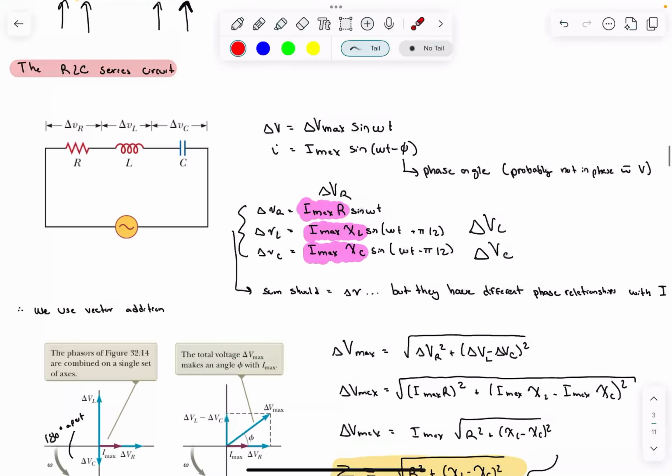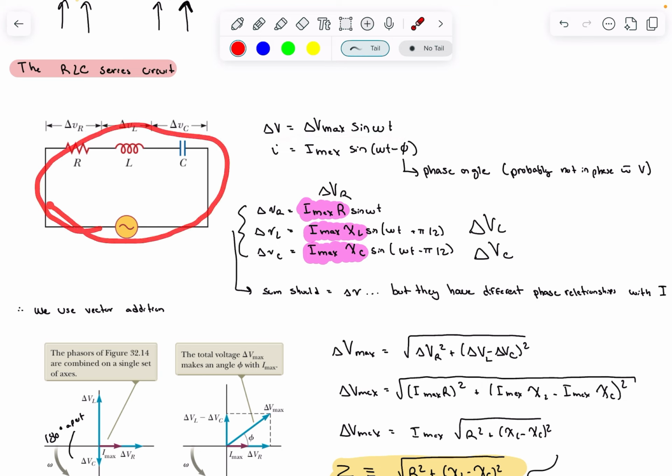So here we're going to talk about the RLC series circuit that's shown right here. We know that the potential gain across this AC component is equal to delta V max sine omega t, and the current is the same at any point throughout the circuit, and it's going to be equal to I max sine omega t minus phi. Phi is some phase angle. We're going to figure out what that is in a bit.